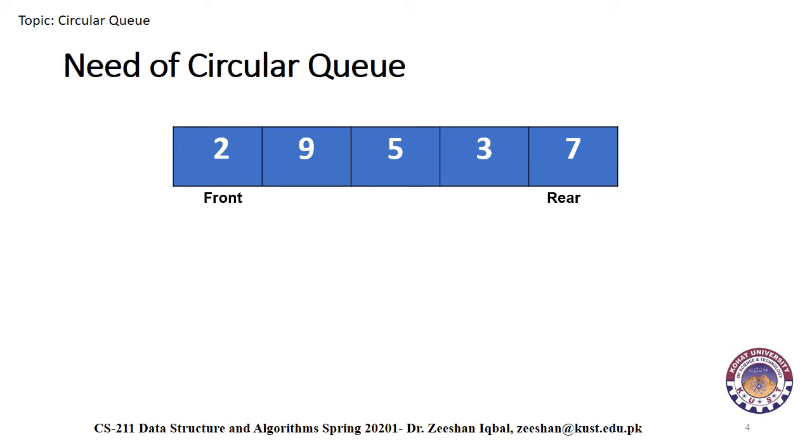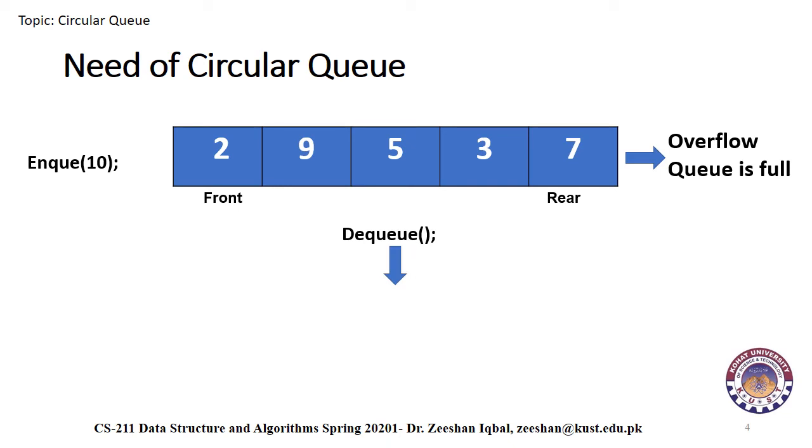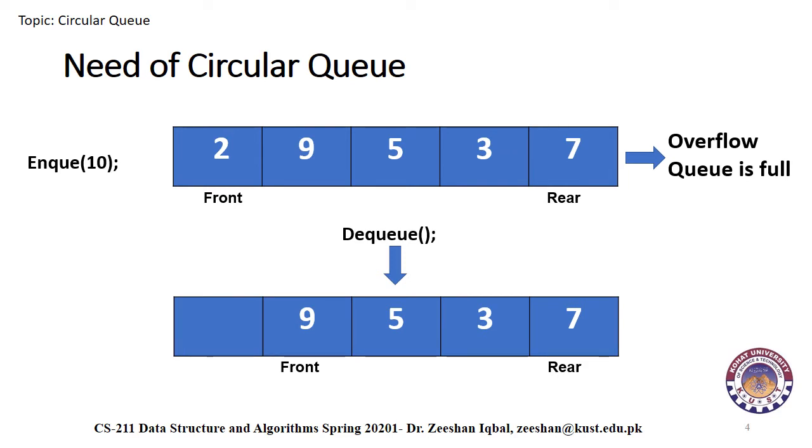Now in the previous slide, you can see that 2, 9, 5, 3 and 7 are added in the queue. If you call the inQ function again, it will show that the queue is full. Now if we call the dequeue operation, what will happen? The front value will be increased and it will point to 9, so 2 will become a garbage value. The array will look like this.